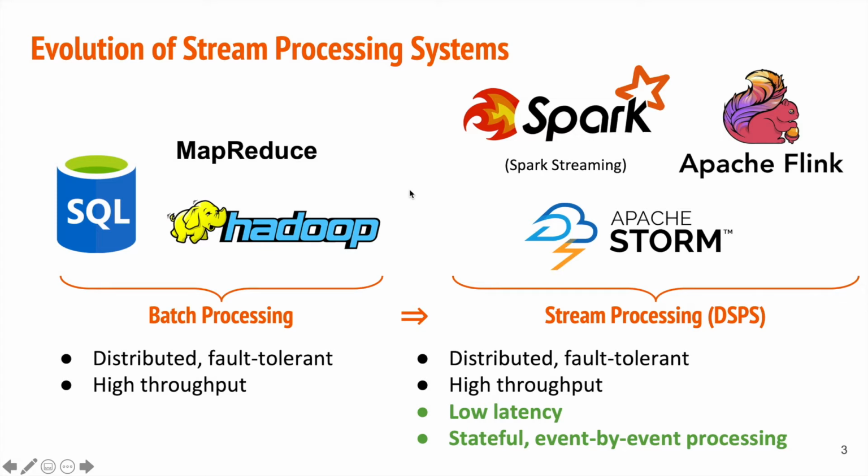To provide a bit more context about the evolution of these systems, it dates back to batch processing systems, which are typically based on SQL or MapReduce. Batch processing systems are distributed and fault tolerant, and they provide high throughput, but they don't provide real-time low latency processing. And so what these systems do, Spark, Flink, and Storm, for example, is additionally offer low latency processing and stateful event-by-event processing. And so they're kind of the next generation in this evolution of data processing systems.